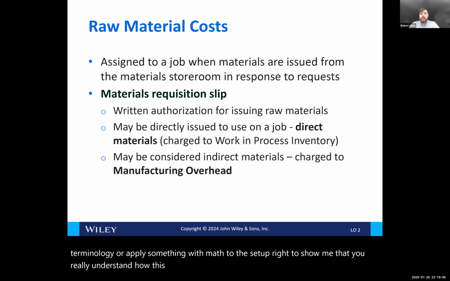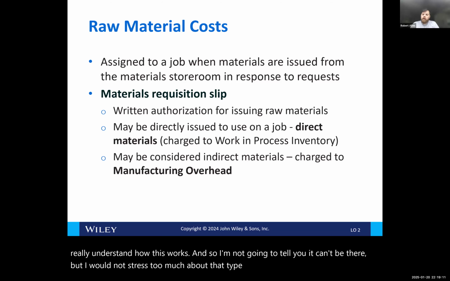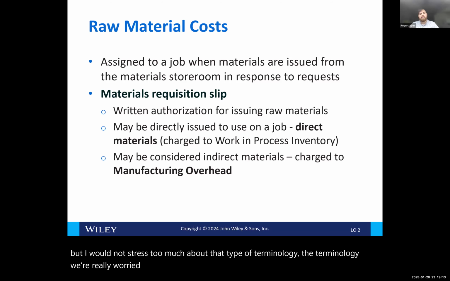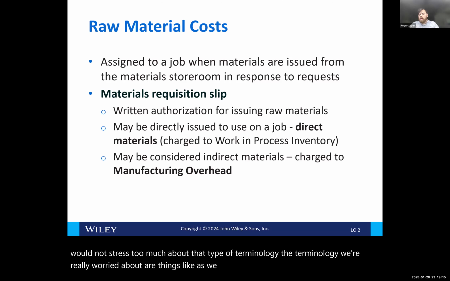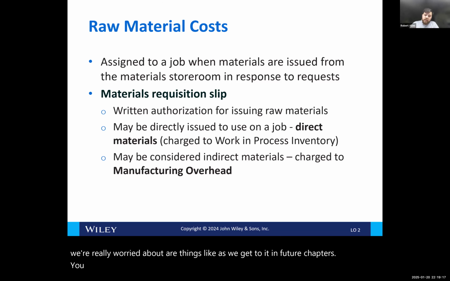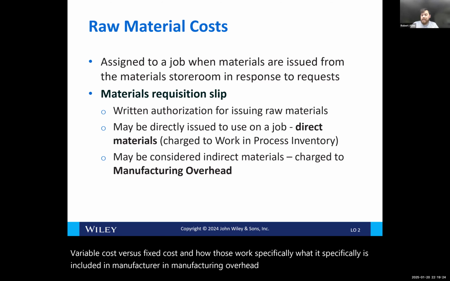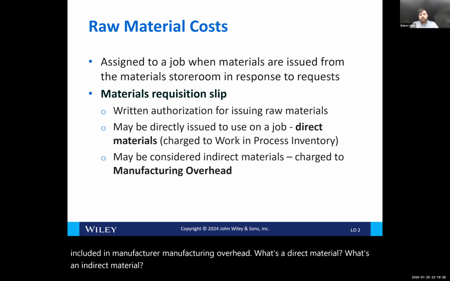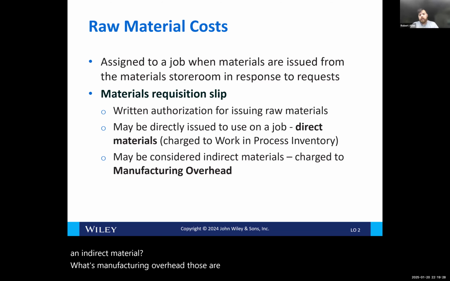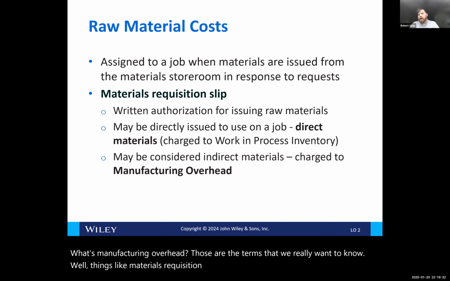And so I'm not going to tell you it can't be there, but I would not stress too much about that type of terminology. The terminology we're really worried about are things like, as we get to it in future chapters, variable cost versus fixed cost, and how those work, what specifically is included in manufacturing overhead, what's a direct material, what's an indirect material. Those are the terms that we really want to know well. Things like materials requisition slip, you might run across it, but I wouldn't spend too much time on it.